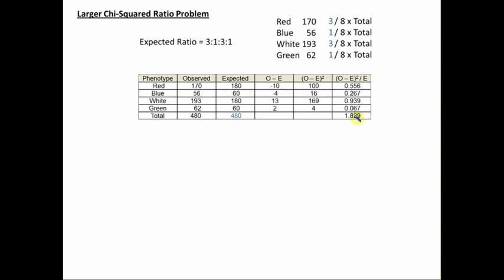Okay, so now is this significant or not? That becomes a question. Is our observed value of 1.83 significantly different from 0? In other words, do these data depart from a 3-1-3-1 ratio? That's what we're asking. Remember, this would be perfectly 0 if we observed exactly what we expected. But clearly we didn't. Here's 193 and we only expected 180. So is that significantly different from 0?